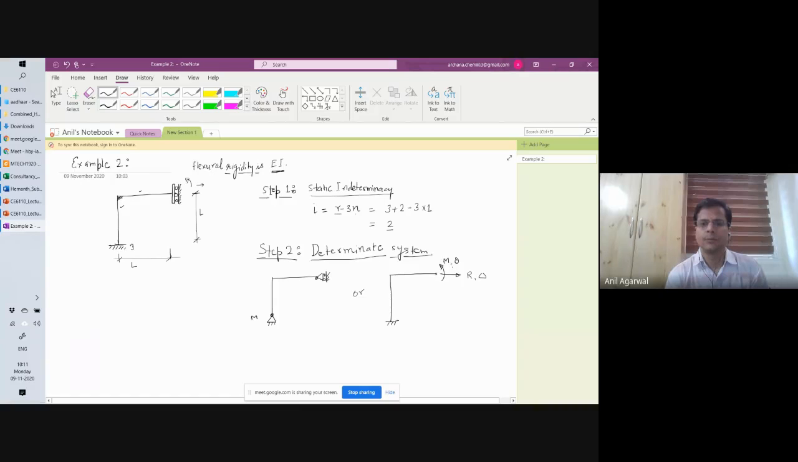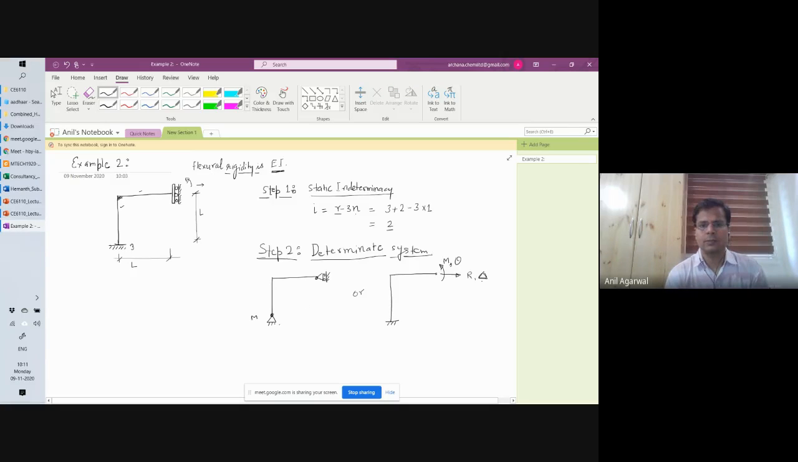What I mean by this is that earlier the moment value was non-zero and theta was 0. But now I am making m as 0, moment is 0, but theta is non-zero. Same thing with r. Earlier r was non-zero, delta was 0. It was restrained. Now I'm making r as 0 and making delta non-zero. So that's what is called releasing that degree of freedom. Fine.